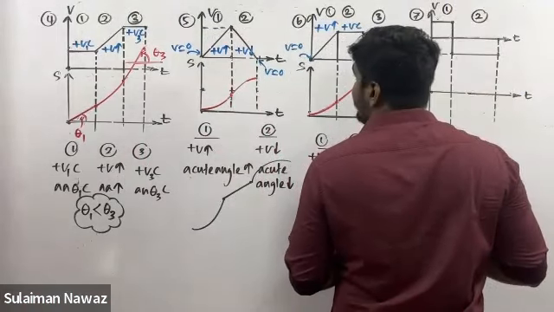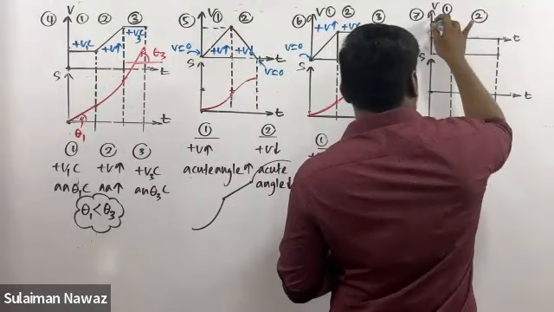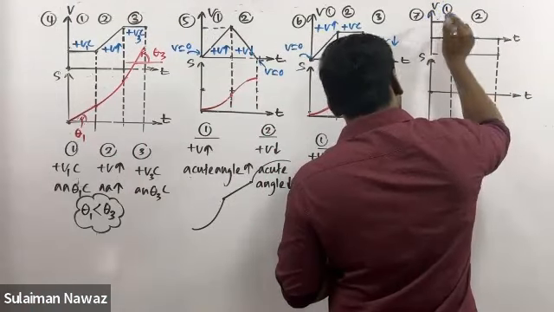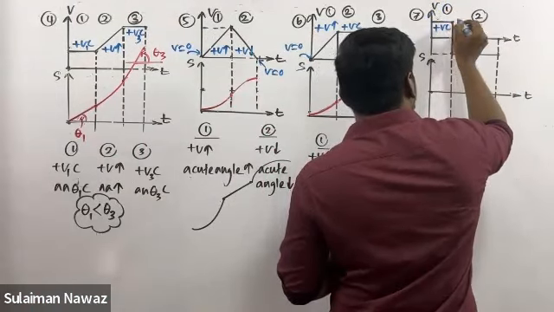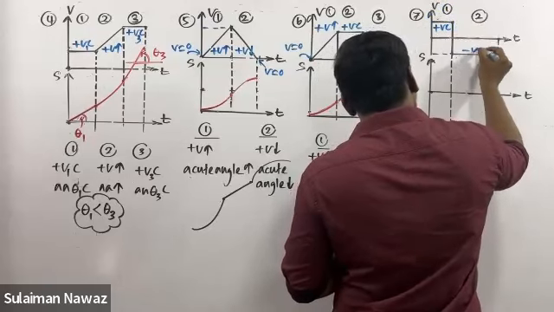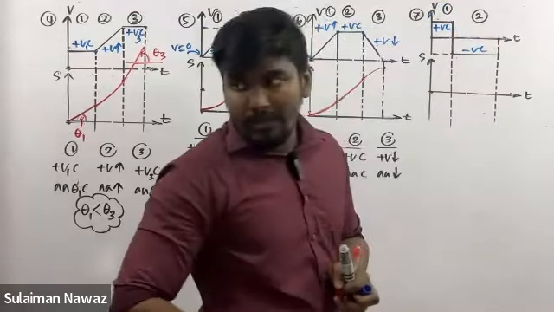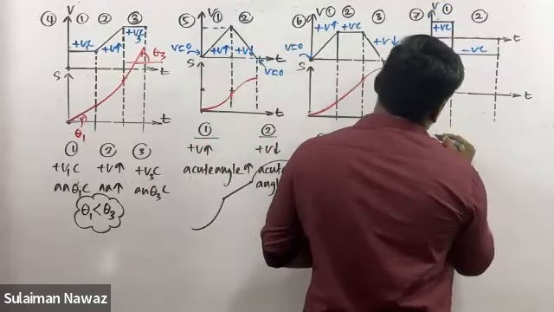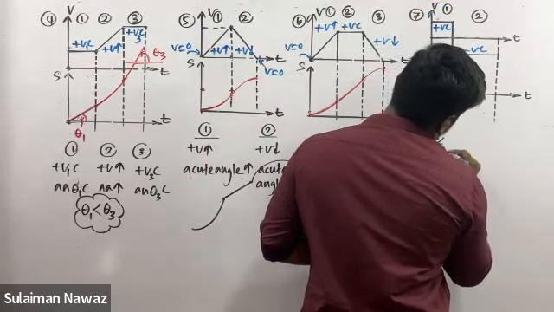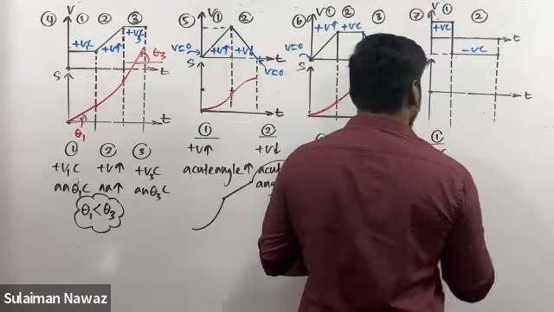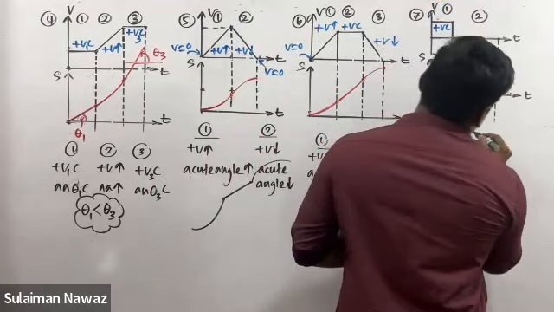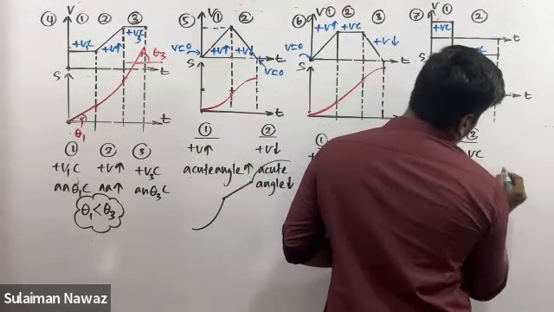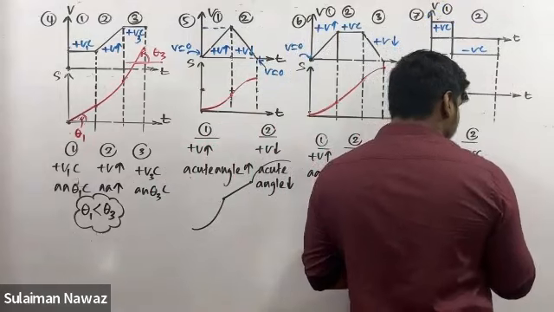Now, what's happening here? Just check the y-axis. Always check the y-axis in VT graph. Part number 1, positive velocity constant. Part number 2, negative velocity constant. Positive velocity constant means acute angle constant. Negative velocity constant means obtuse angle constant. O for obtuse, A for angle.